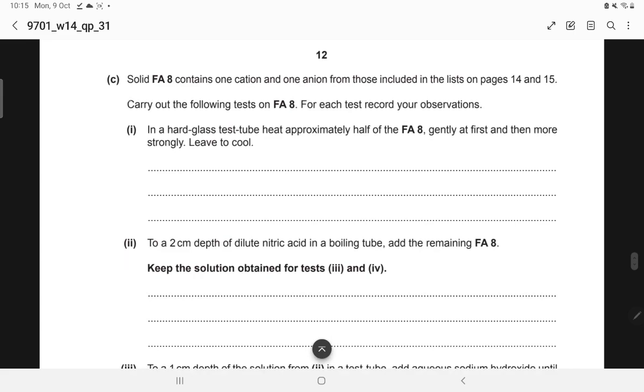C part: solid FA8 contains one cation and one anion from those included in the list on pages 14 and 15. Carry out the following test on FA8. For each test, record your observations. In a hard glass tube, heat approximately half of the FA8 gently at first and then more strongly. Leave to cool.